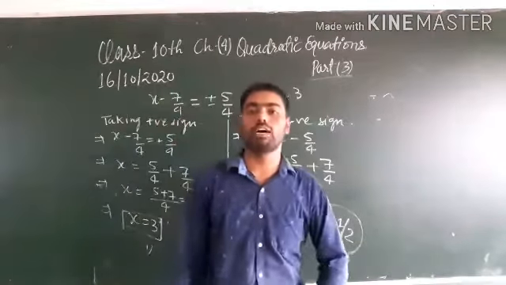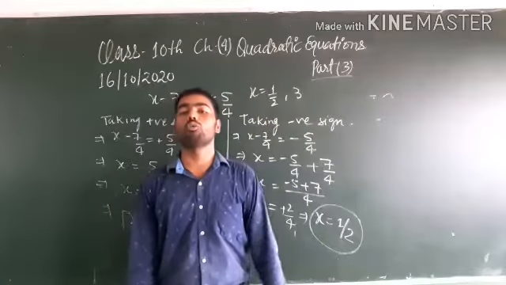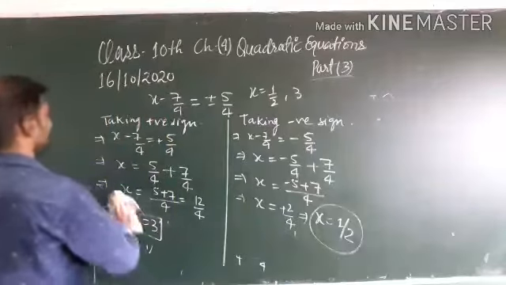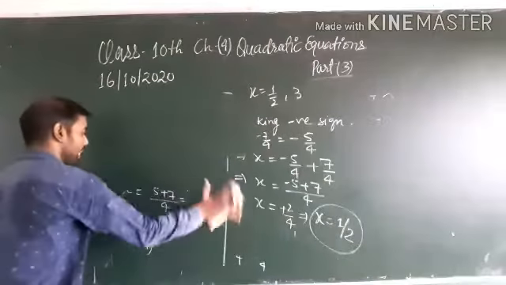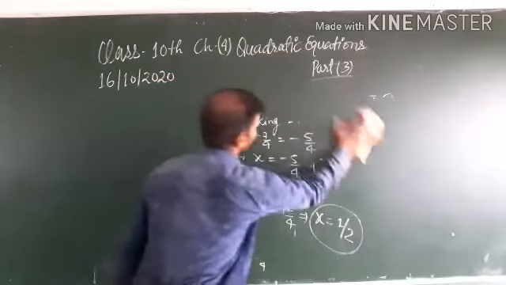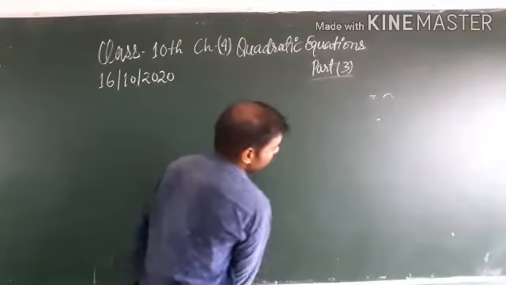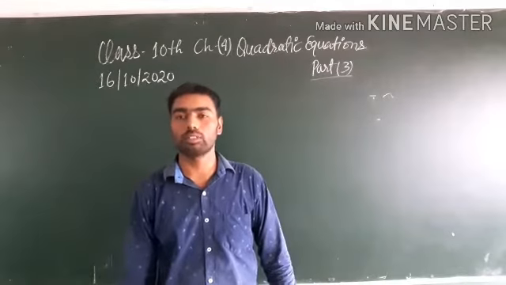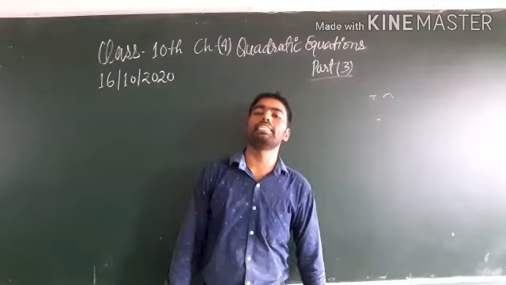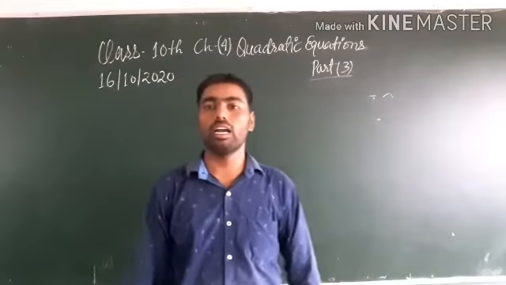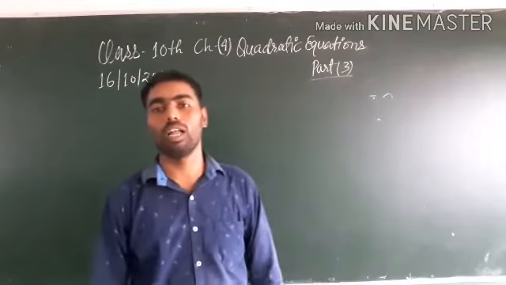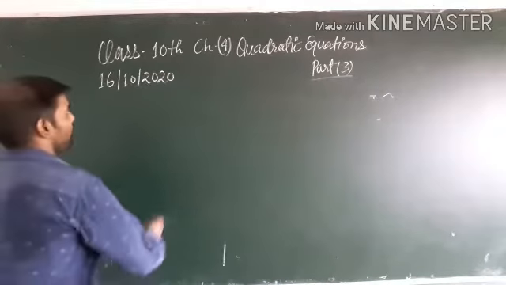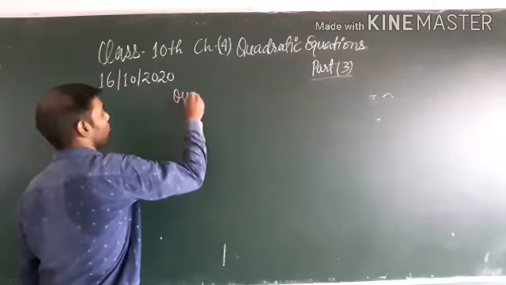Applying the quadratic formula. Now we discuss what the quadratic formula is. This is the method of completing the square. There are 3 methods to find the solutions of a quadratic equation. The first method is the factorization method, which means splitting the middle term. The second is completing the square, and the third is the quadratic formula. This method is very useful. So we discuss the quadratic formula.